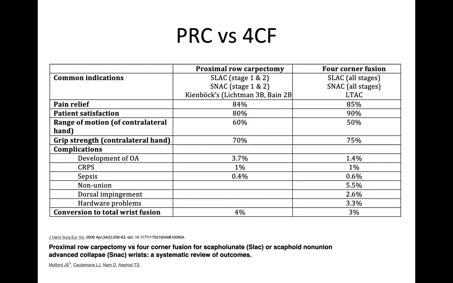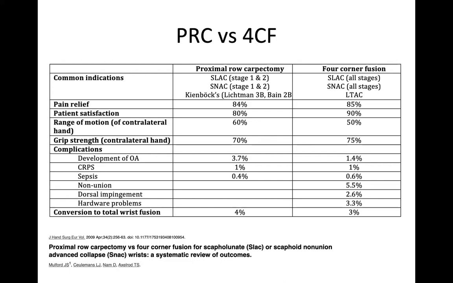So there's a lot of literature out there comparing the two. They're both good options, but there are slight differences. So both have very good pain relief. Patient satisfaction is generally a bit higher in the four-corner fusion. And the range of motion is slightly better in the proximal row carpectomy, and slightly better grip strength in the four-corner fusion. The development of OA is more in the proximal row carpectomy, and that's because you've got the capitate head articulating with the lunate fossa, and it's not supposed to do that. They're pretty similar shape, but they're not exactly perfectly congruent. So you will, over time, generally get development of OA in that joint.